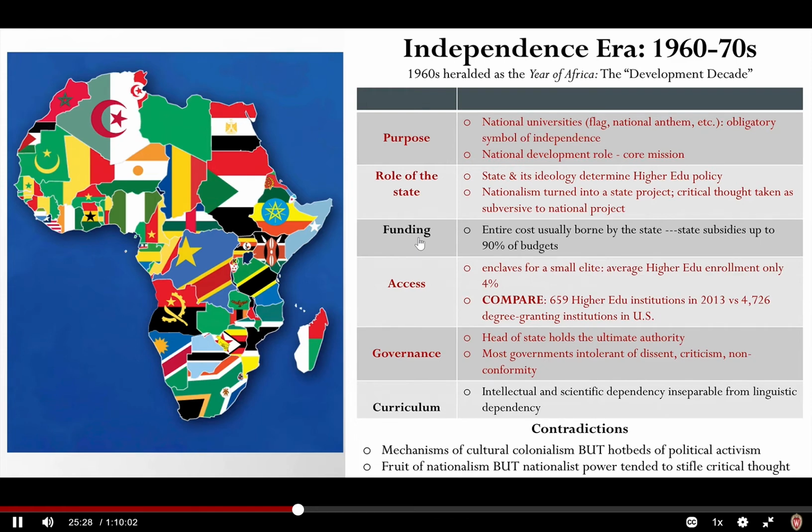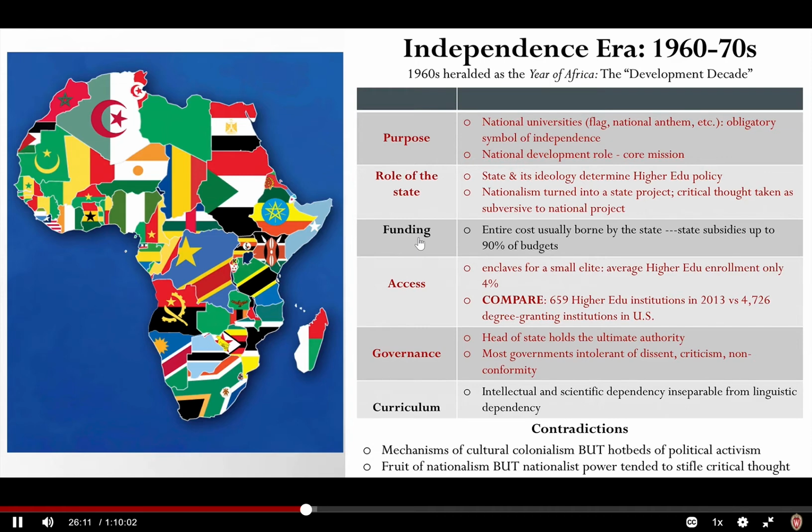There was early optimism that gaining independence would translate into very tangible development or progress. We are going to see whether that actually became a reality in African countries. But let's look at what the purpose of higher education was during the independence era. National universities became an obligatory symbol of independence, just as was the case with national flags or the national anthem, and in some cases the national dress.